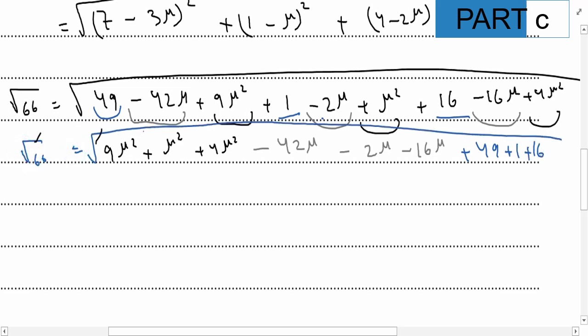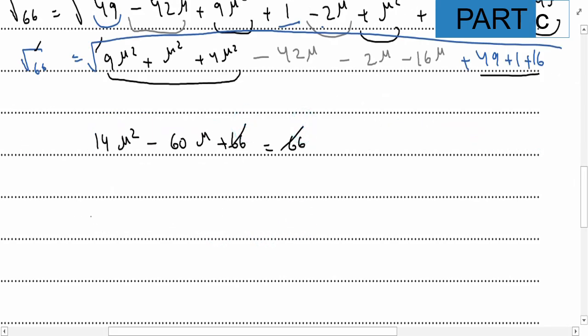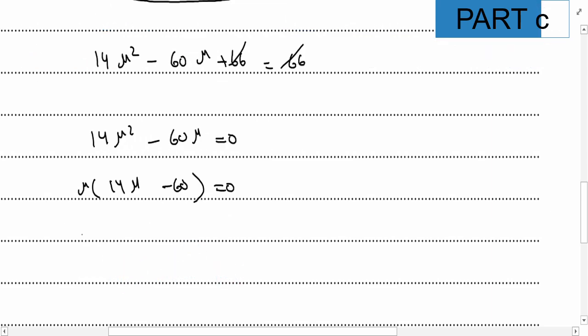Square root and square root cancel. 9 plus 1 plus 4 is 14 mu squared, minus 42 minus 2 minus 16 is minus 60 mu. 49 plus 1 plus 16 is 66, equals 66. These two get cancelled. So 14 mu squared minus 60 mu equals 0. Mu times (14 mu minus 60) equals 0. So either mu equals 0 or mu equals 60 by 14, or 30 by 7.